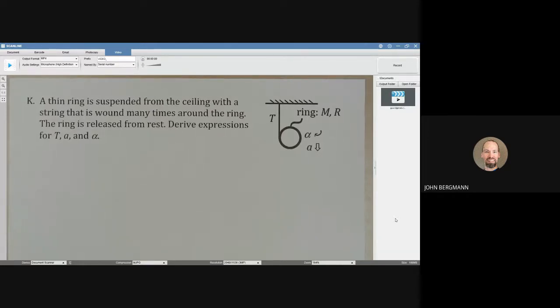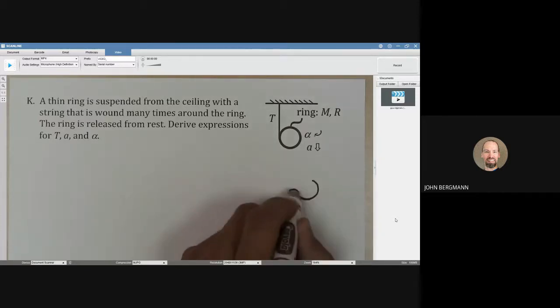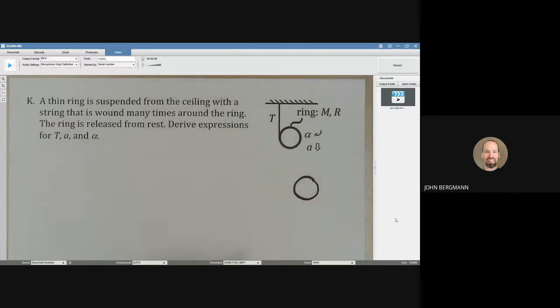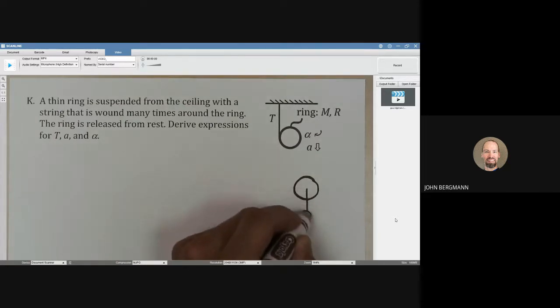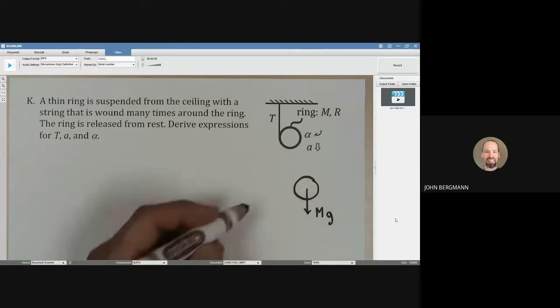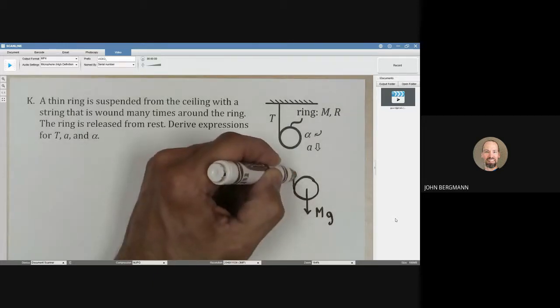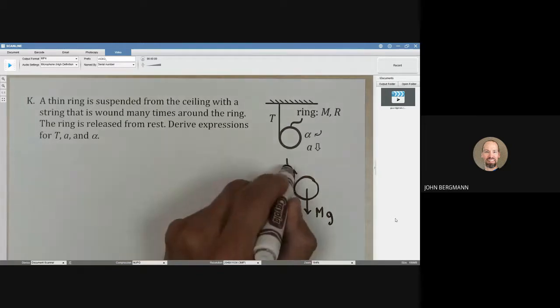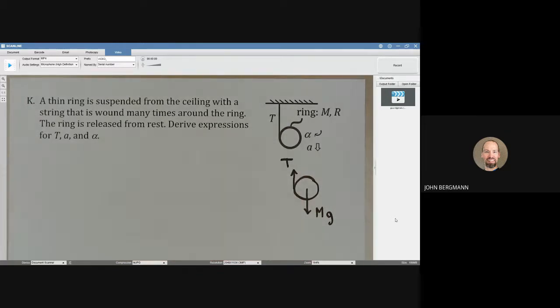To do that, I think we should draw a free body diagram of this ring. Let's do that. mg for the ring is going to act at the center of mass of the ring. Even though there's no physical bit of the ring that is right there, mg will act as if it's at the center of mass. And then we have the tension in the string trying to hold this ring back.